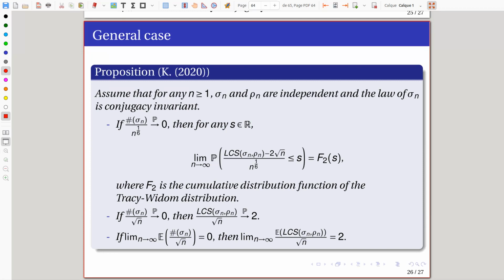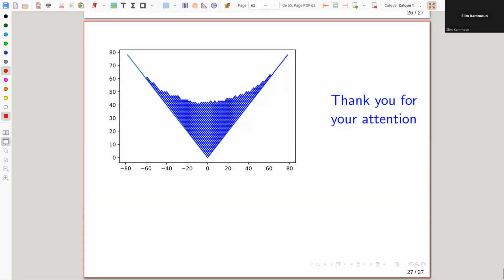If they don't have a lot of cycles, then we have the famous Tracy-Widom fluctuation I showed you before. And if they have at most square root of n cycles, then the longest common subsequence will behave like 2 square root of n, in expectation or in probability, independent of the control you impose. And thank you for your attention.